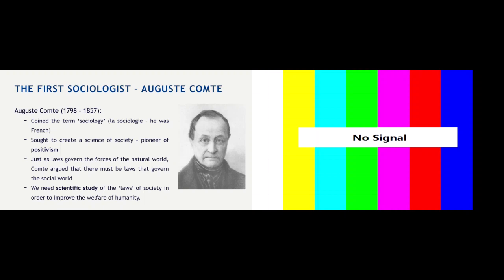Just in the exact same way as you can go out there and use the scientific method to observe and test hypotheses and discover facts about the natural world, he argued that you can do the same thing in the social world. So you can apply the scientific method, you can observe, create hypotheses, experiment, all of those sorts of things, and discover social laws.